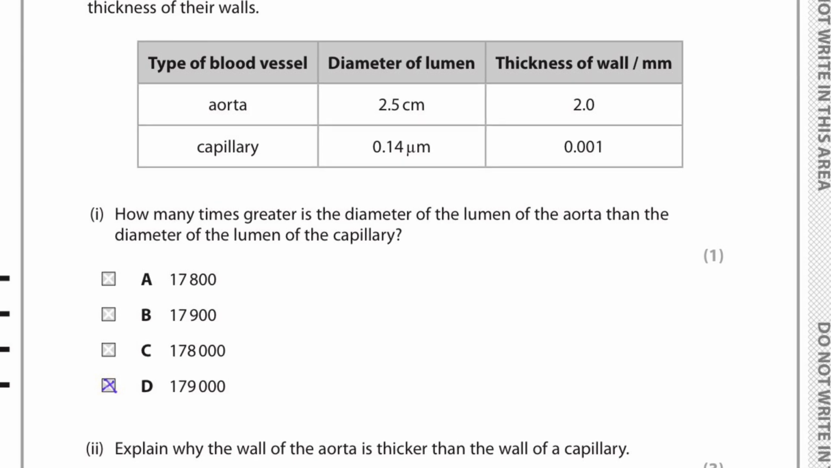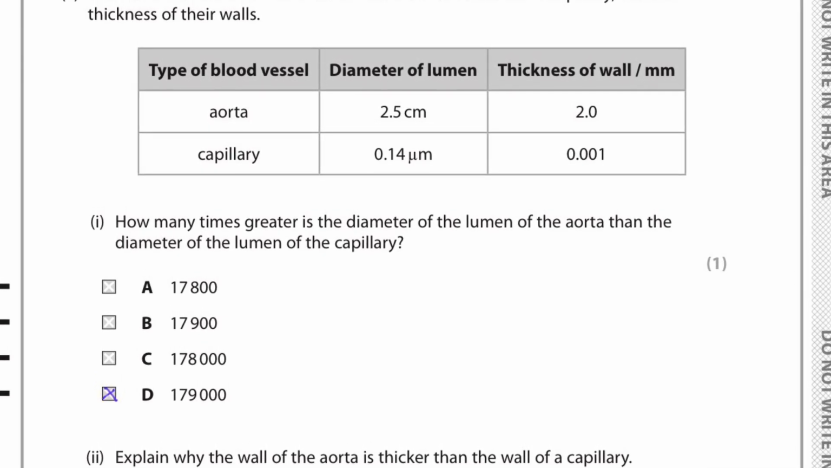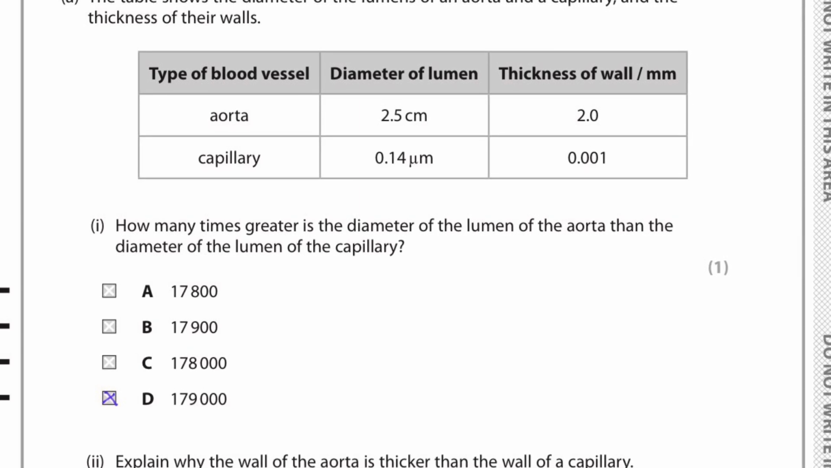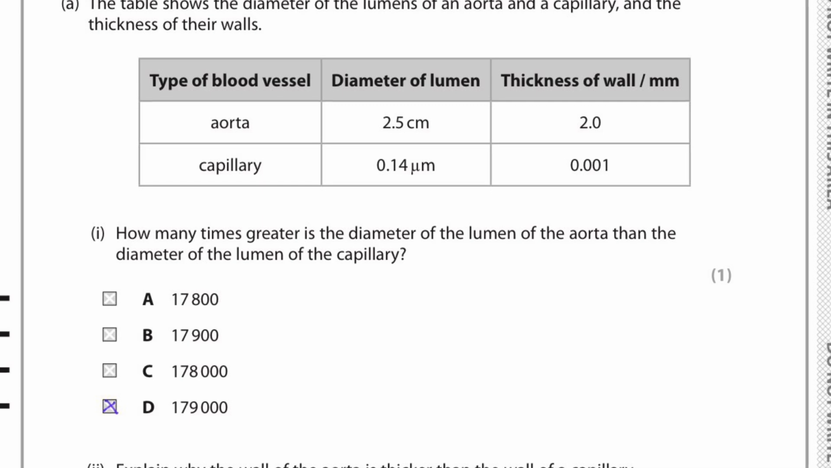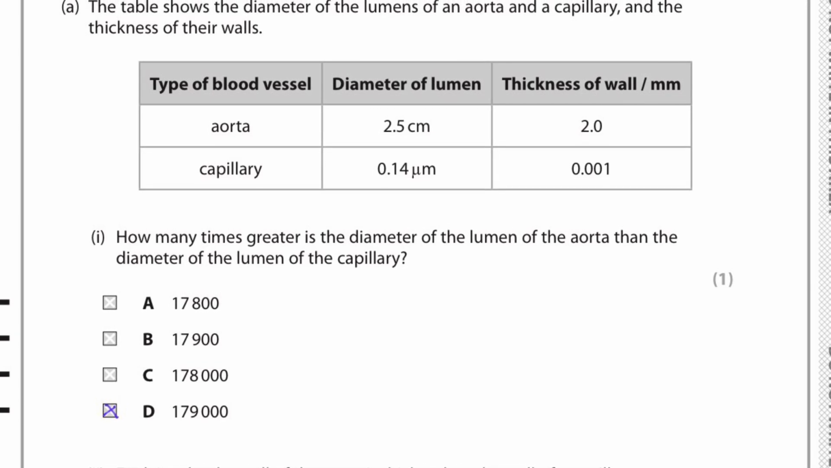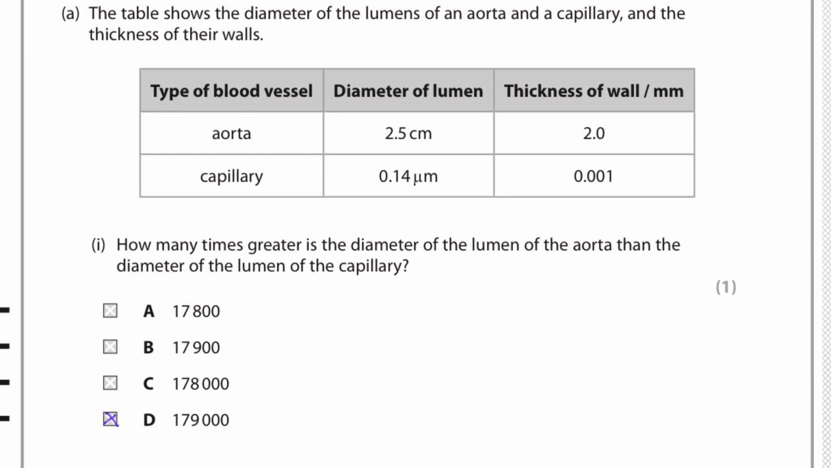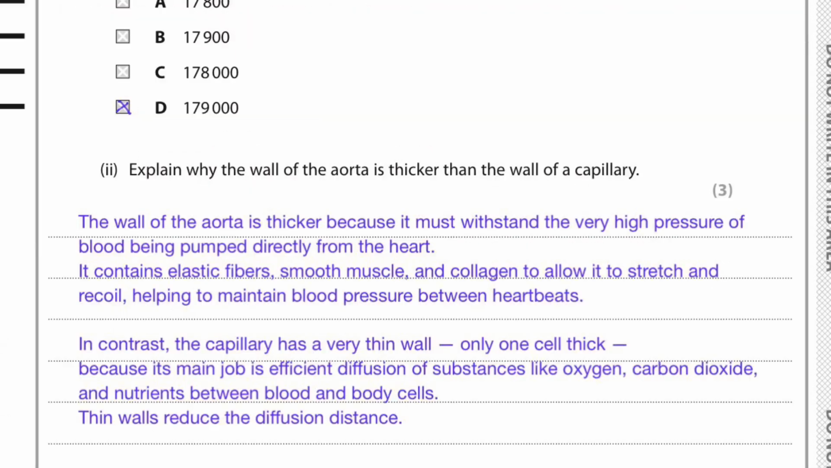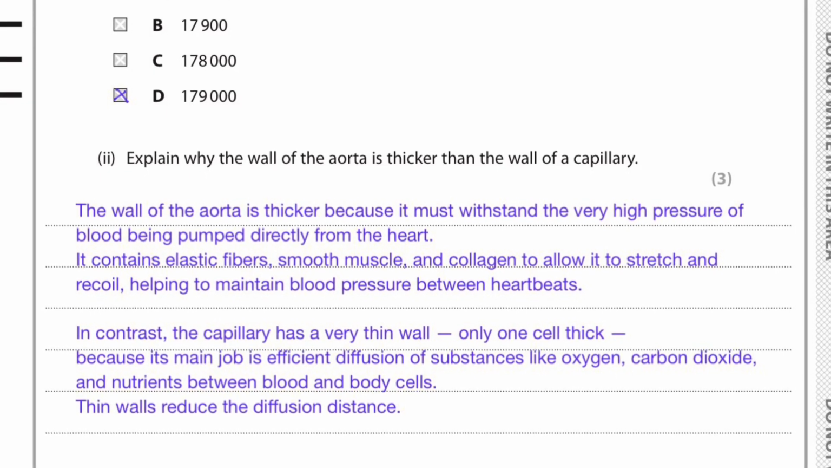I converted the units first. 2.5 centimeters equals 25,000 micrometers. 0.14 micrometers stays as 0.14 micrometers. Then I divided. 25,000 divided by 0.14 equals about 179,000 times greater. So the correct answer is D, 179,000.